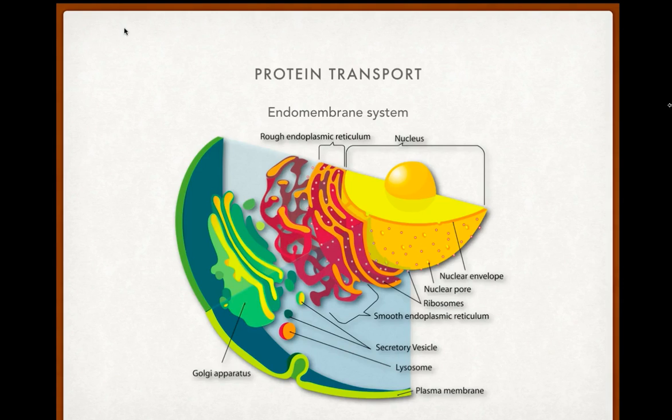The endomembrane system has a secretory pathway and endocytic pathway. The secretory pathway can secrete things from inside of the cell to the outside of the cell, while the endocytic pathway can take things from outside of the cell to inside of the cell.